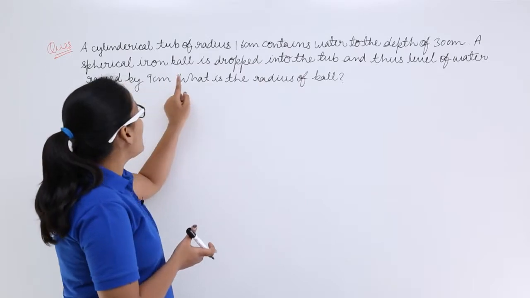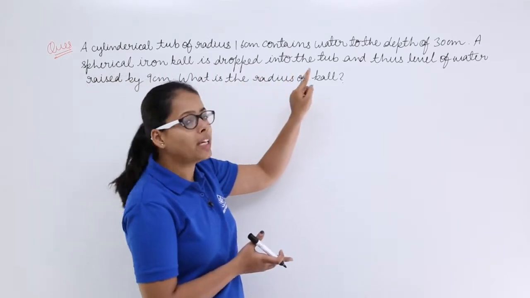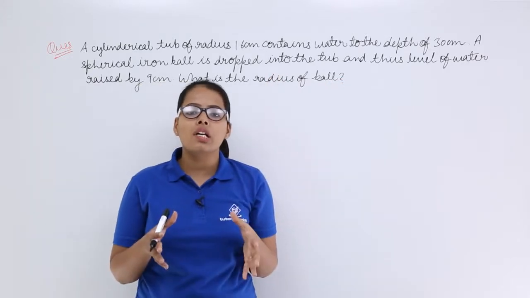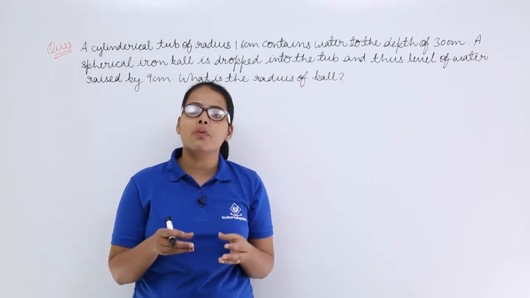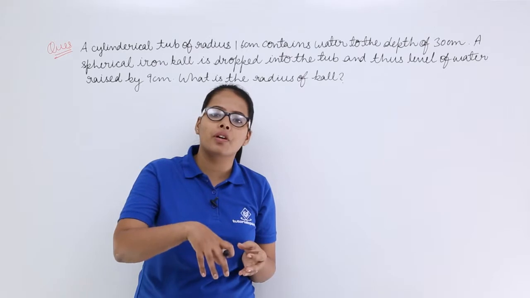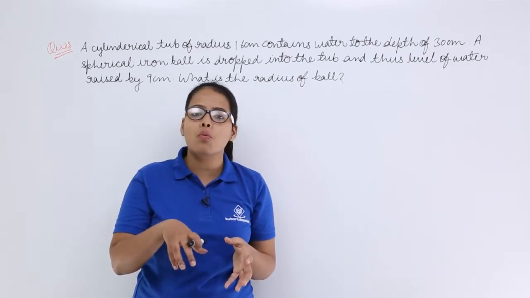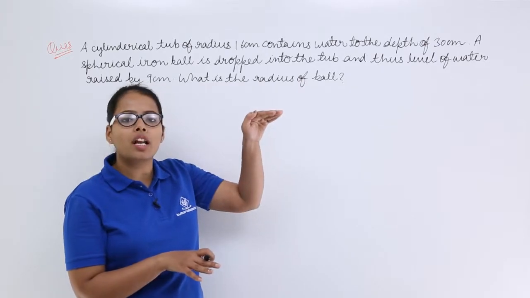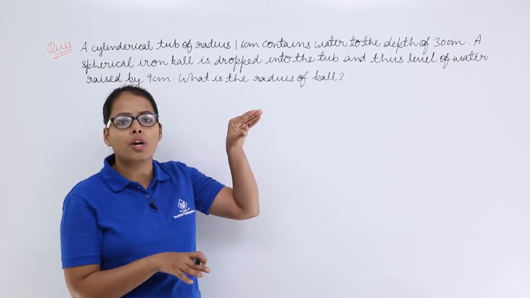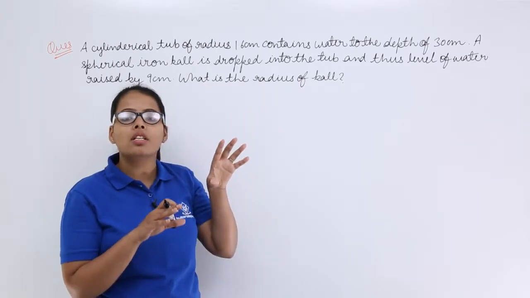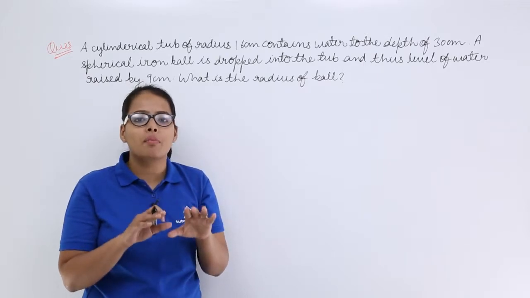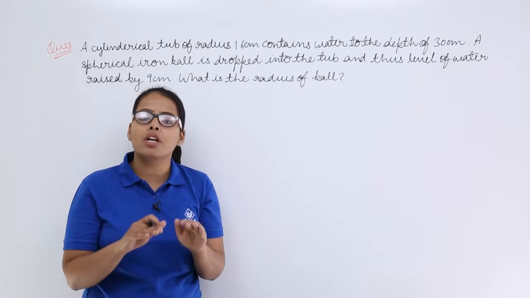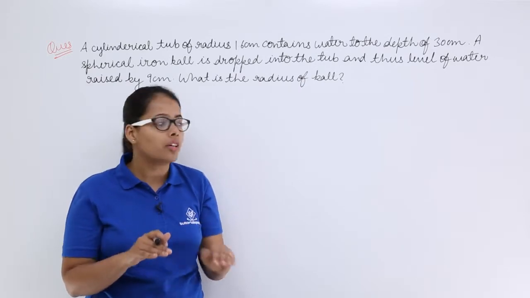A spherical iron ball is dropped into the tub. Again, I have discussed this scenario. There is water in the cylindrical vessel and we are immersing a sphere. So, it will be displacing water equal to its volume, and the rise in the water level will be equal to the volume of water displaced, because volume will always remain conserved. You are not losing the water. Water will remain in the vessel itself.